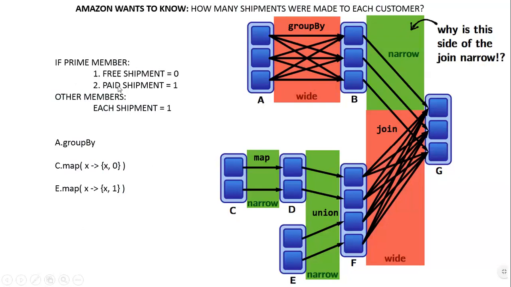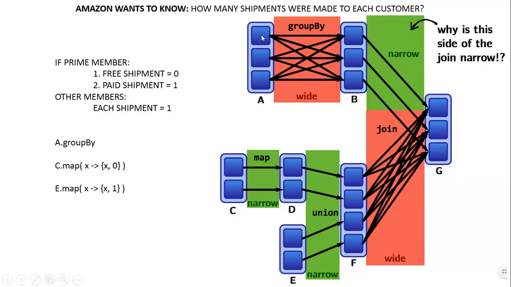Okay, and it says something like, if the customer is a Prime member, then free shipment is 0. If it's a free shipment, so that is 0. Otherwise, paid shipment is 1. For other members, each shipment should be 1. So you got the member as the key and the value is 1. Here, member is key, value is 1. Member is key, value is 0.